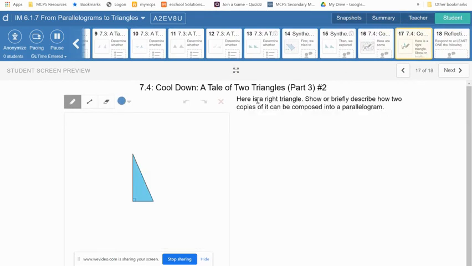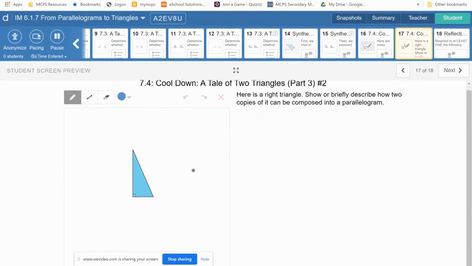Number 17, here is a right triangle. Show or briefly describe how 2 copies of it can be composed into a parallelogram. 2 copies of it. Let's see. Undo. So I think what you're going to do with the drawing tool is you're going to be creating another triangle. And then you're going to show me how it can be composed into a parallelogram. So create a parallelogram. I'm going to write that.